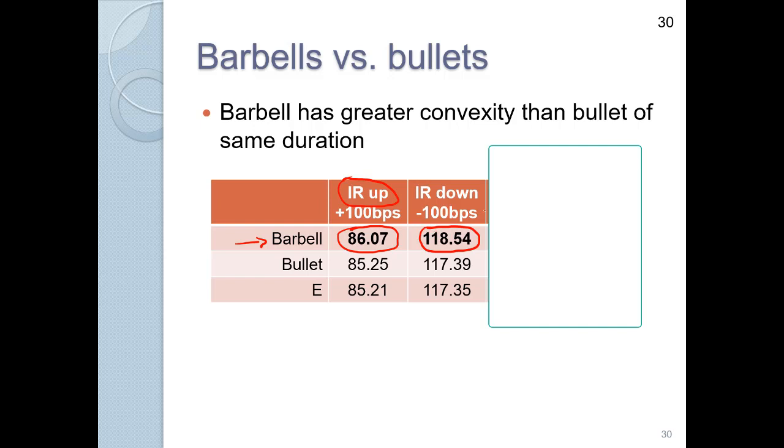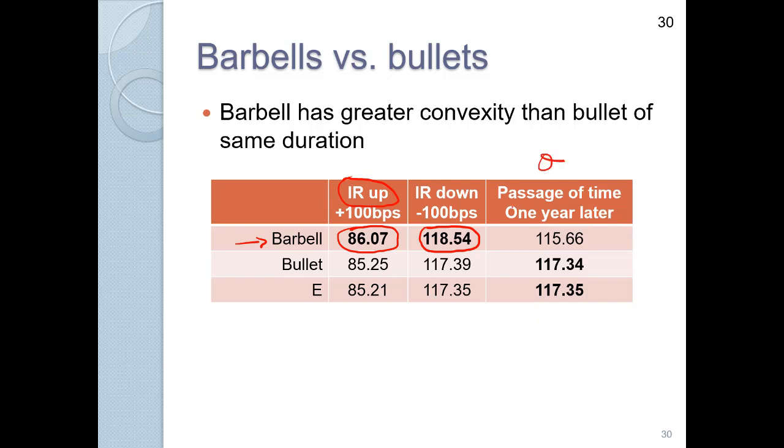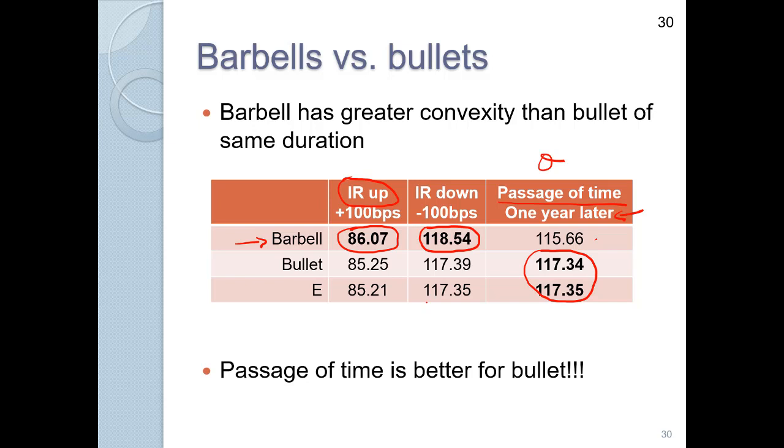Now, there's a catch, and the catch is coming from theta, which is the passage of time. If we price our portfolio with the same rates 1 year later, what you're going to find is that in this case, the highest price is going to be achieved by the bullet and by bond E, and the barbell is going to have a lower price. So basically, the passage of time is going to be better for the bullet.